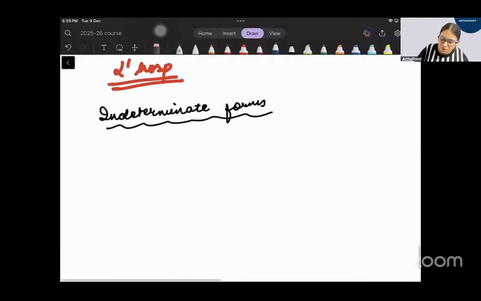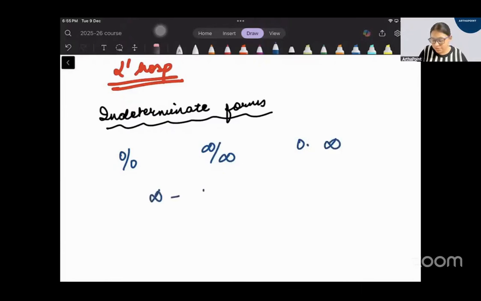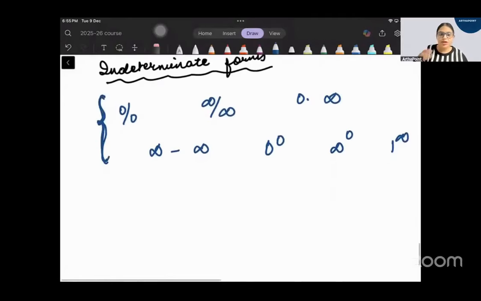माने you can have a form of 0 by 0, right? Infinity by infinity, 0 into infinity, infinity minus infinity, 0 to the power 0, infinity to the power 0, 1 to the power infinity. Whenever you have indeterminate form, जब भी आपके पास indeterminate form आए, usually there are three things which can be done. और हम उन तीनों पे ही numerical करेंगे.